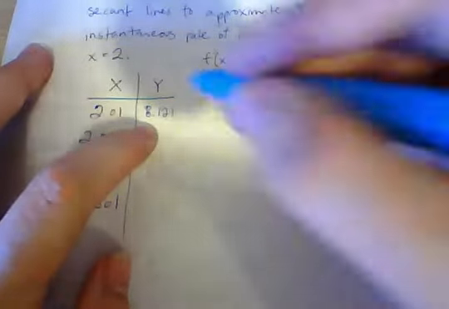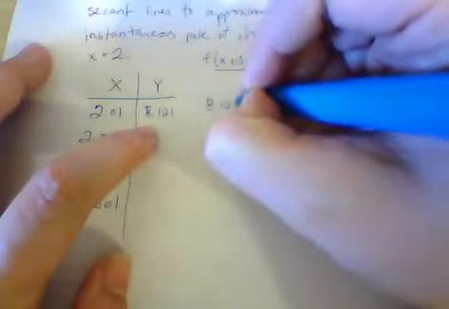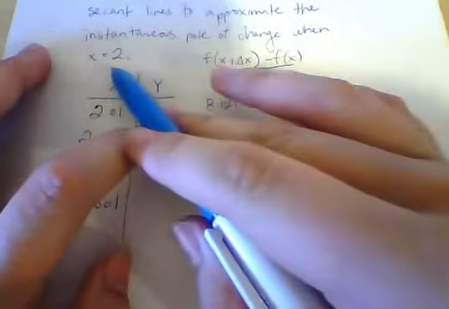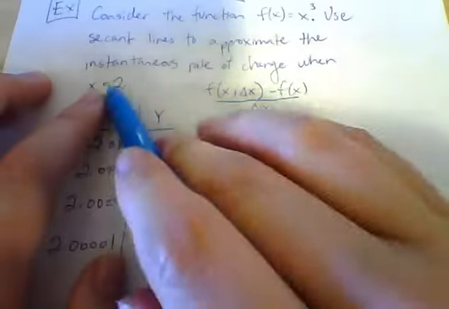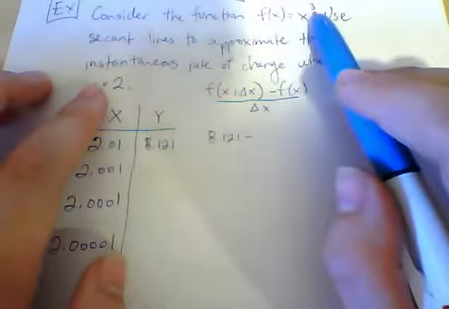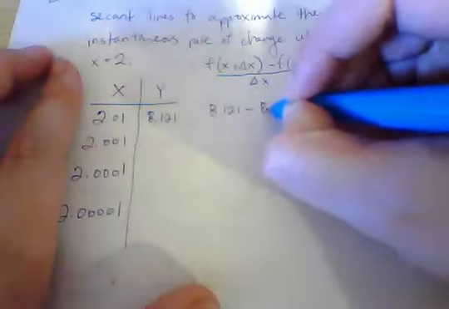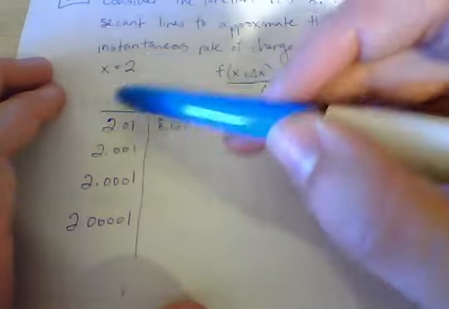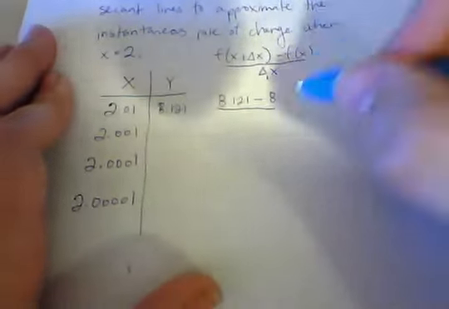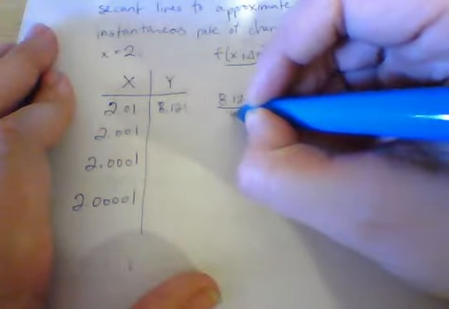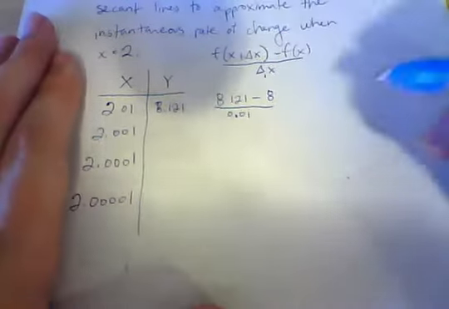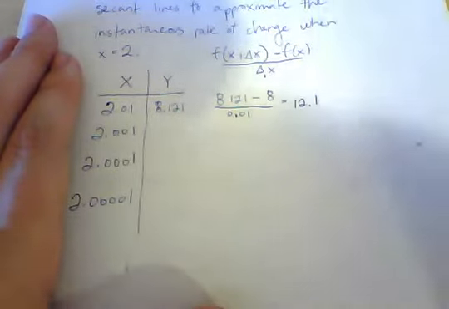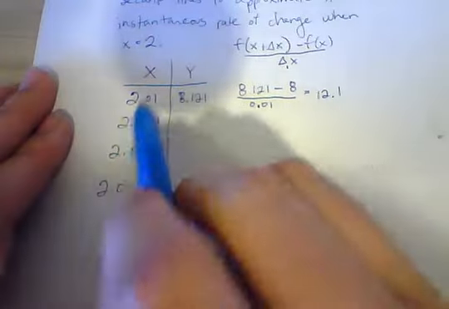So the output we're going to fill in for the first value is 8.121, and then we're going to subtract f of x, f of our x at 2. And we all know 2, if we plug this into our formula, 2 cubed would be 8. So our f of x value is going to be 8. And then the change in x, the change from the 2 to the 2.01 is just 0.01. And if we simplify this out, we get 12.1. Okay, let's try our next point.